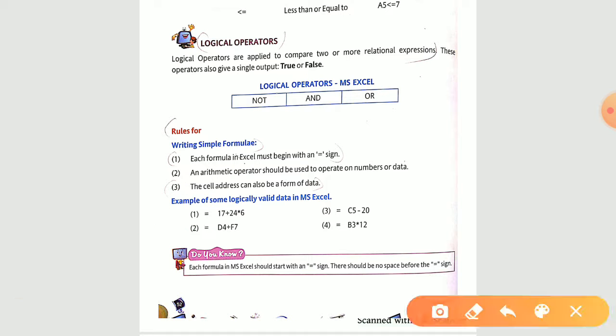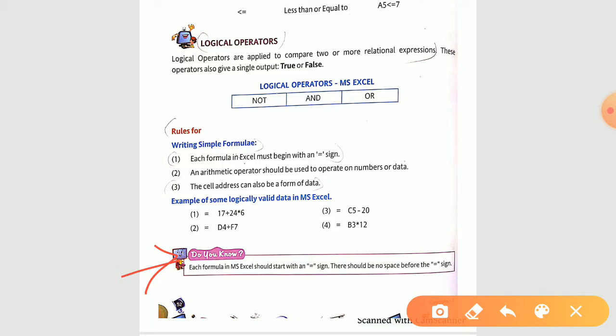Now you see, the Do You Know portion. I told you every time whenever you are learning any chapter and you will be having a Do You Know portion, so every time you just note it somewhere or you mark it somewhere. Fine, these are very important.